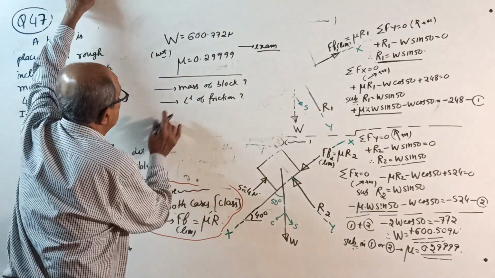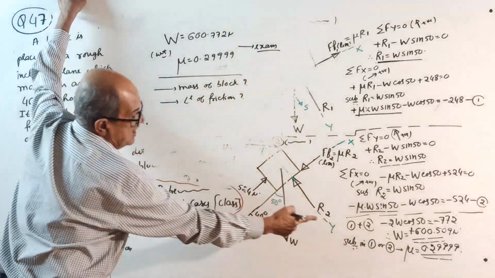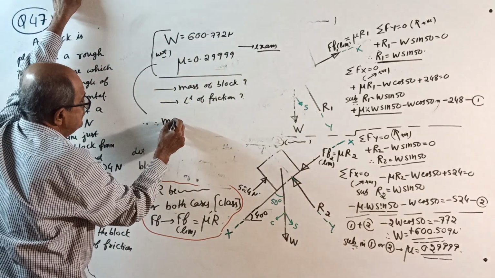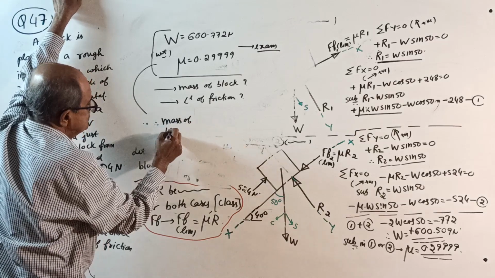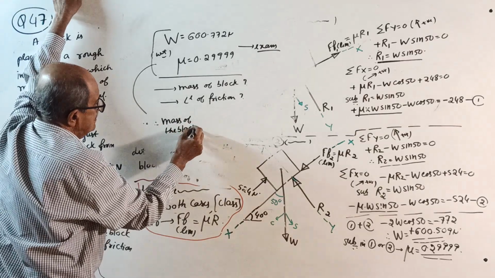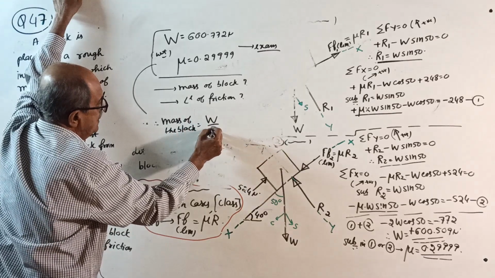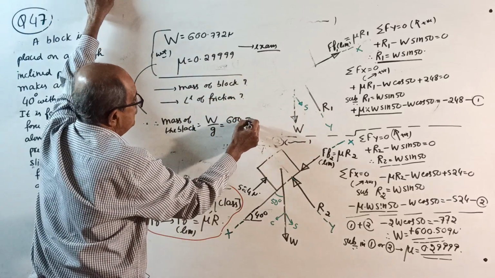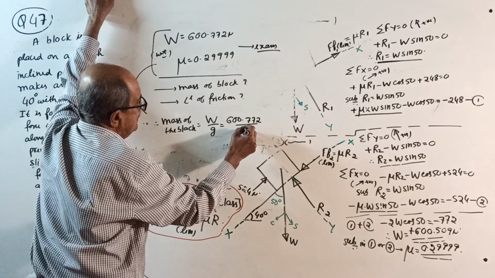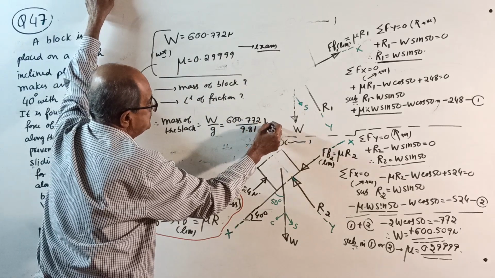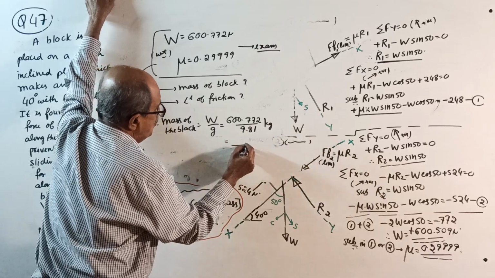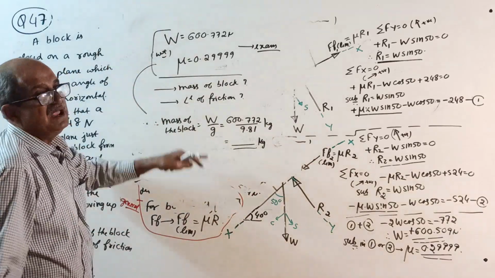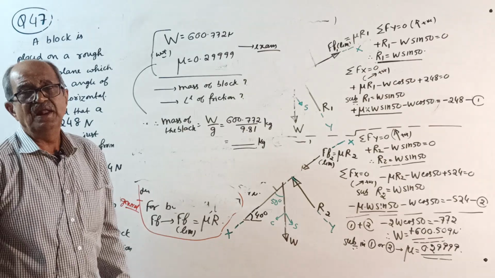Now, once you get that answer, continue here. Therefore, mass of the block equals W divided by g. W is 600.772 divided by 9.81, that much kilogram mass. Write whatever answer you got. I am not giving the answer. Why should I give the answer? Everybody has a calculator, calculate.